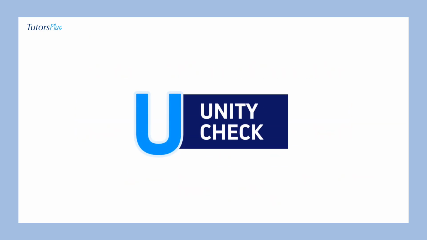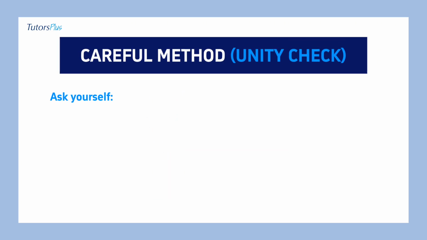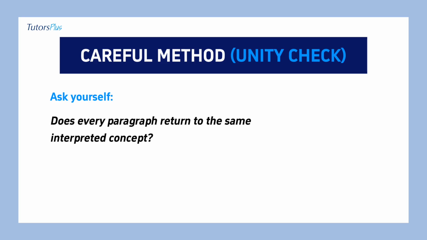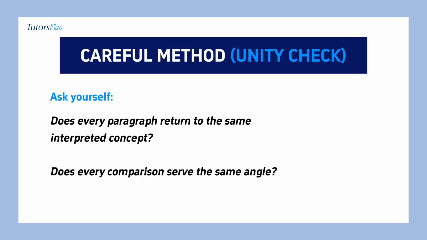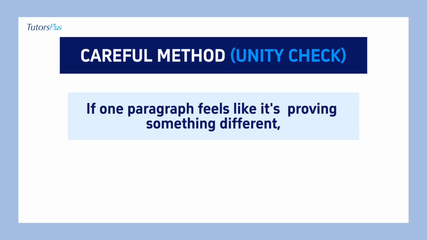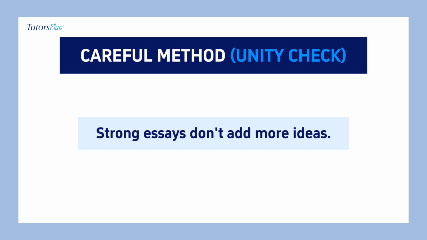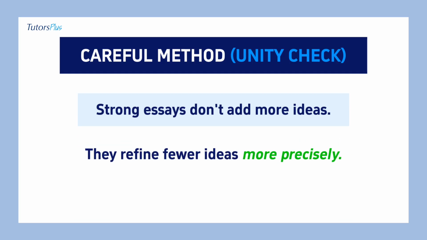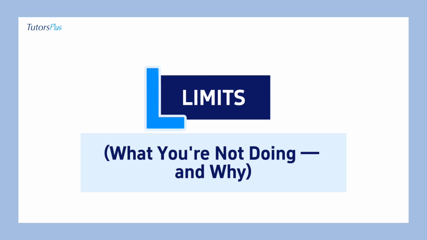Then we have U in CAREFUL, which is the unity check. And this is a quiet but quite powerful step. You need to ask yourself, does every paragraph return to the same interpreted concept? Does every comparison serve the same angle? And if one paragraph feels like it's proving something different, cut it or reshape it, bring it back. So strong essays don't add more ideas, they refine fewer ideas more precisely, which leads us into the L, the limits.